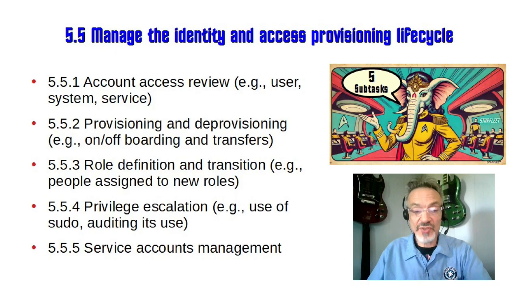We have 5 subtasks. 1. Account access review. We'll discuss how to regularly review user, system, and service accounts. This helps ensure that access privileges align with current roles and responsibilities, preventing excessive permissions that could lead to security issues. 2. Provisioning and deprovisioning.